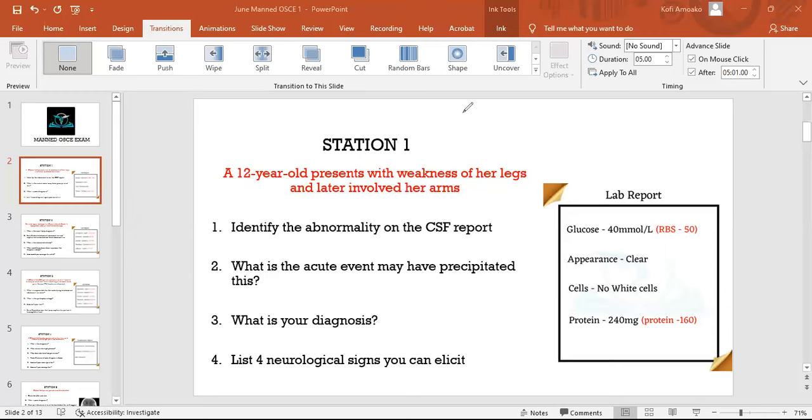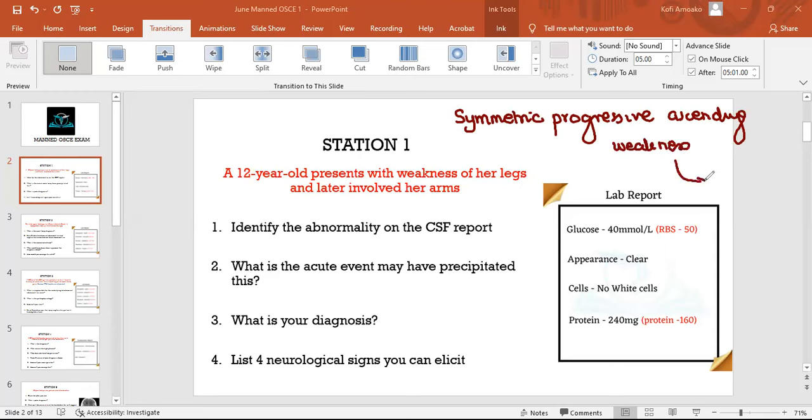If you have a symmetric, that means left and right, progressive ascending weakness, then you should think of GBS. Or one of the things you should think of commonly is Guillain-Barré syndrome.